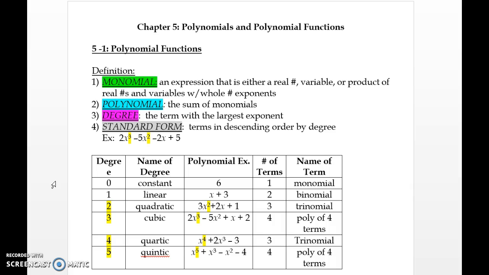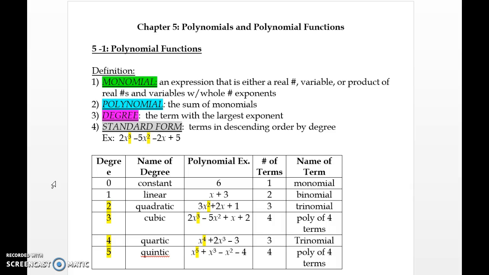We have term names for terms: monomial, one term; binomial, two terms; trinomial, three terms. Anything more than three, we can say polynomial of blah terms. So polynomial of 5 terms, polynomial of 7 terms. Same thing with the degree. Anything higher than a 5th degree, you could call it blah degree, 8th degree, 10th degree.